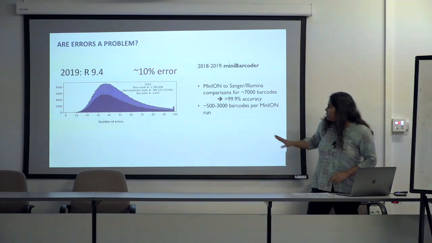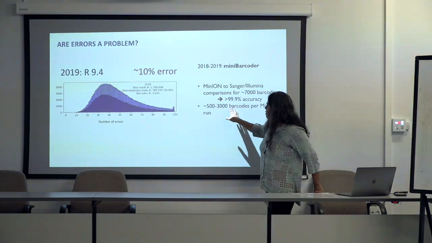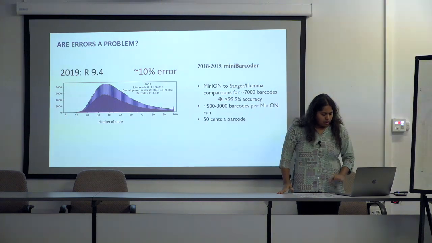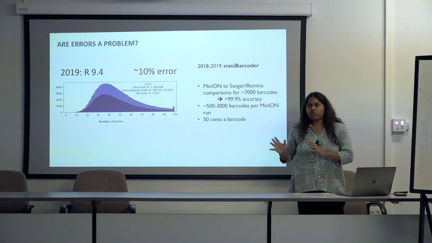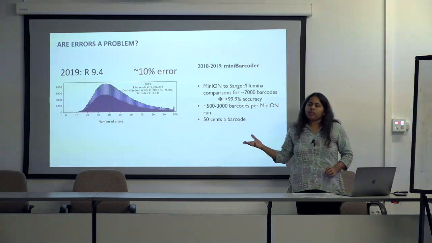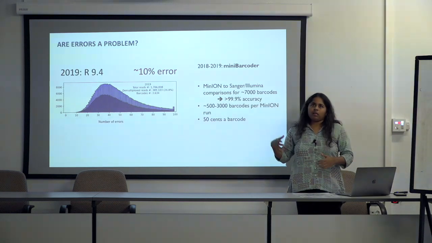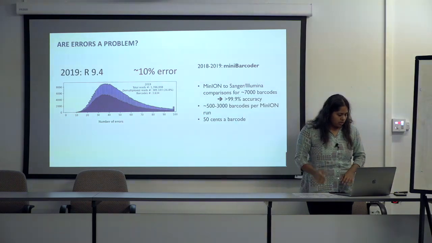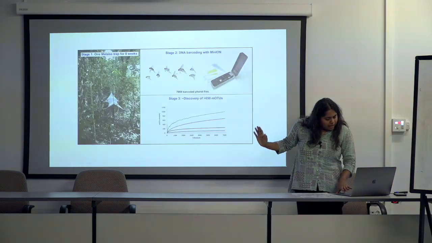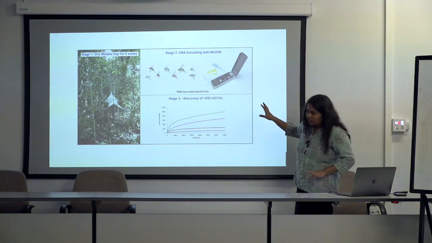So at this point, we estimated we could do something like 500 to 3,000 MinION barcodes per flow cell with a cost of 50 cents. And this, of course, is mostly driven by the chemical costs. This includes the price of the PCR, the plastics, and such. So yeah, but we were able to do a decent characterization.